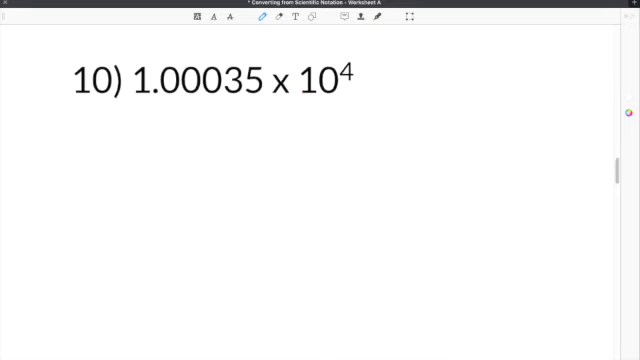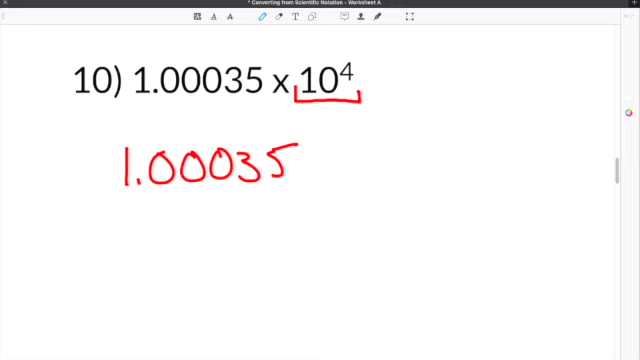The last problem we're going to convert from scientific notation into standard form is number 10. Number 10 gives us 1.00035 times 10 to the fourth power. So we already know where our decimal is because it's included in the coefficient. So we'll write 1.00035 under our problem.